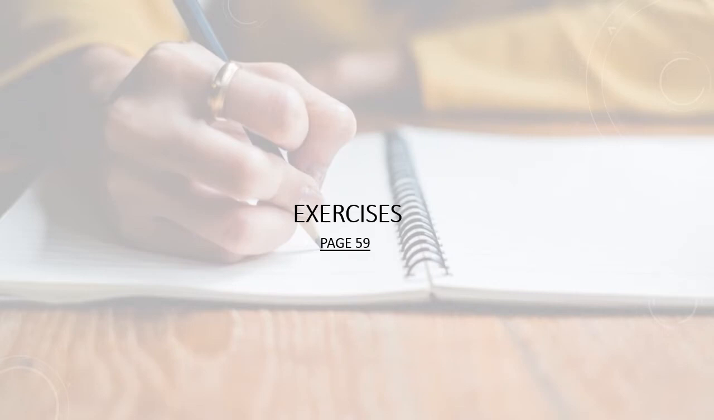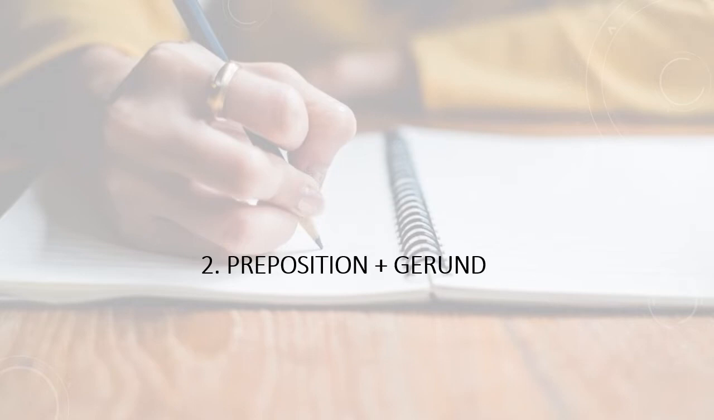Okay, now you are ready to make the exercise. Okay, so in the first part of this presentation, we saw that a gerund can be placed with a verb, and now we will look at the second context in which a gerund can be placed, and that is with a preposition, een voorzetsel.